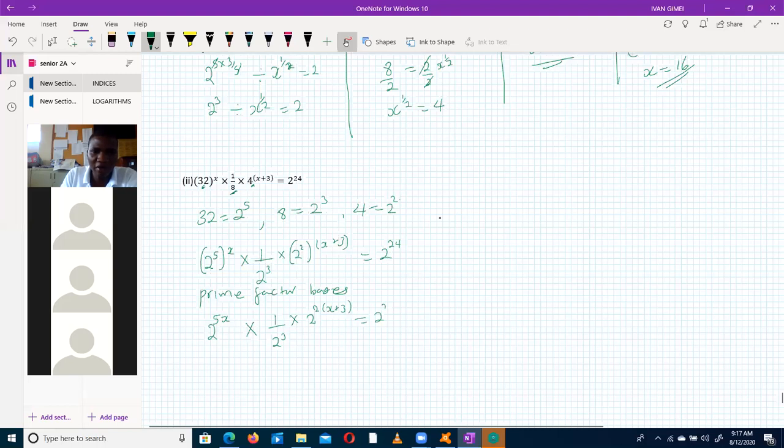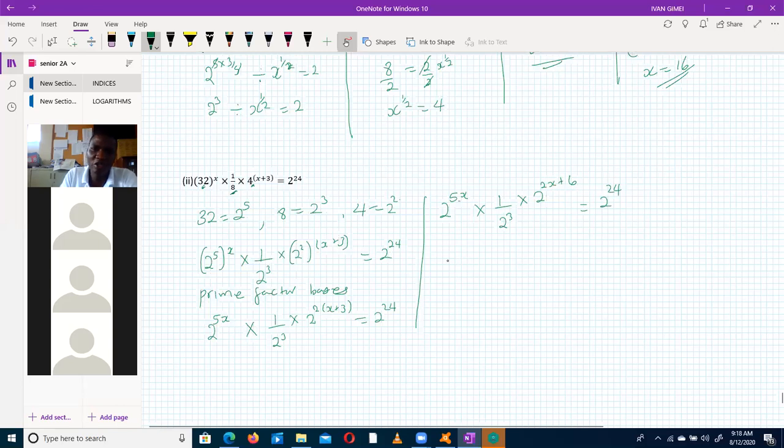So from here on, you'll have 2 to the power 5x times 1 out of 2 to the power 3 times 2 to the power 2x plus 6 equals 2 to the power 24. So from here, now you apply the laws of indices. This is multiplying with this, so you're going to add their powers, and dividing by that, you subtract that power.